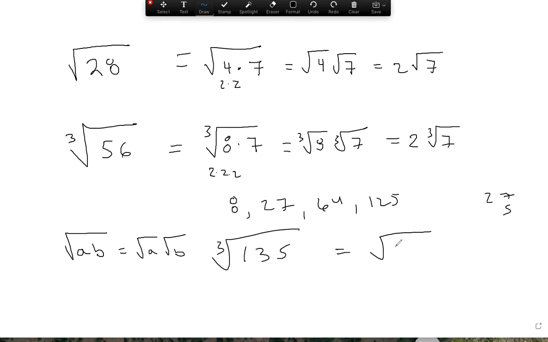So I can just look for the perfect cubes. I don't have to worry about what 135 breaks down to. I know I'm looking for one of these numbers. 64 wouldn't go in, so it's pretty easy to spot the 27. And then here, cube root of 27, that's three 3's, so one 3 would come out, and then cube root of 5 left behind.